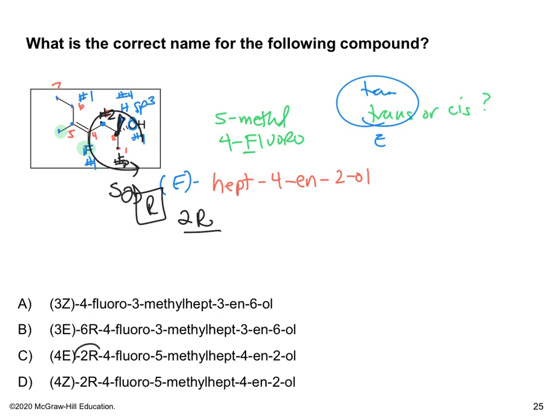So here we have 2R and 2R. We have 4-fluoro, 5-methyl hept-2-ene. So these are all the same. And then is it cis or trans? E. E is trans. So C is your answer.